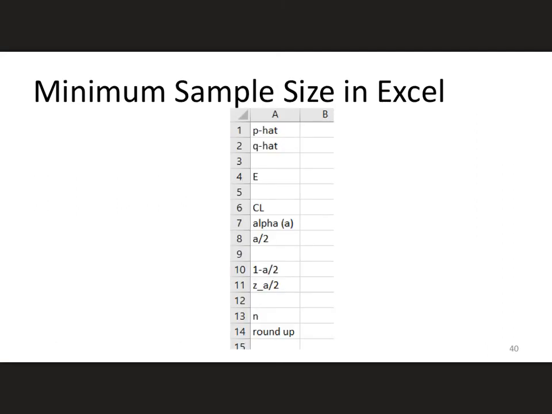So in Excel, I always set these up the same way. I do my p hat, q hat, then my E, confidence level, alpha, alpha divided by 2. Then I have what I need to find my z, so 1 minus alpha over 2, and then I'll use that z sub alpha over 2, or that NORM.S.INV, for your n, and then you actually can do a round up for Excel, and I will show you how to do that.